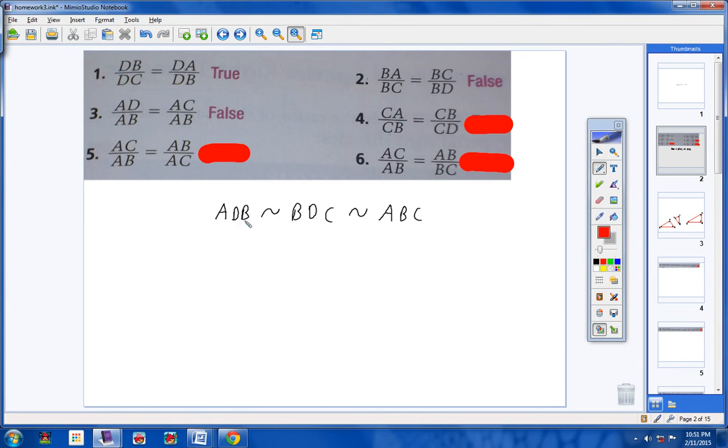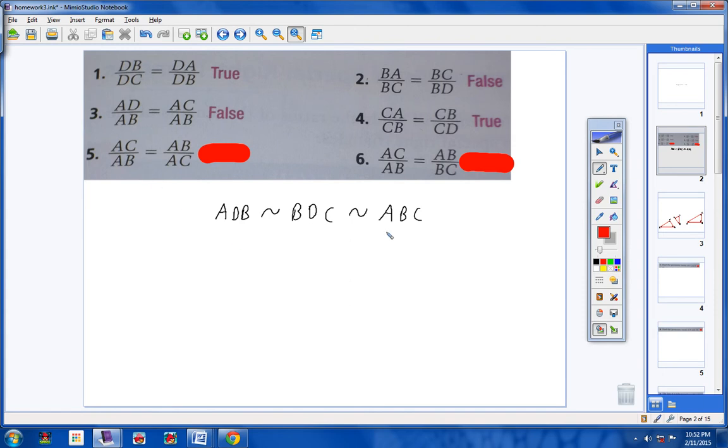All right, let's take a look at number 4. CA. Where's CA? Right here. CA over CB. Alright, that's good. CA over CB equals CB over DC. Looks totally good. AC over BC equals BC over DC. Yep, looks totally good. That should be true. Hopefully it is. Let's see. Yep, definitely.